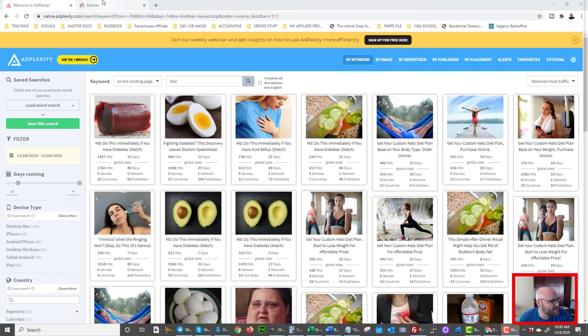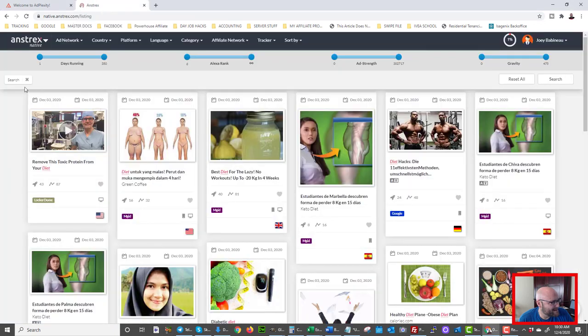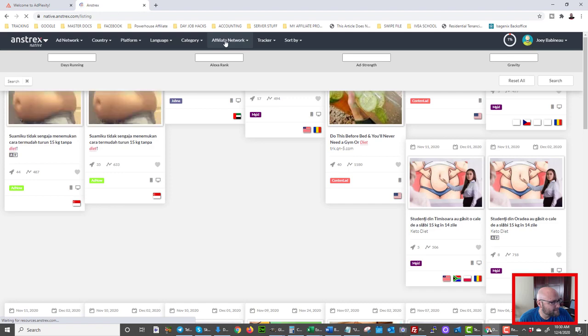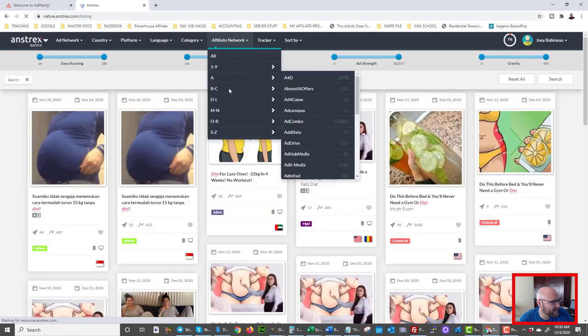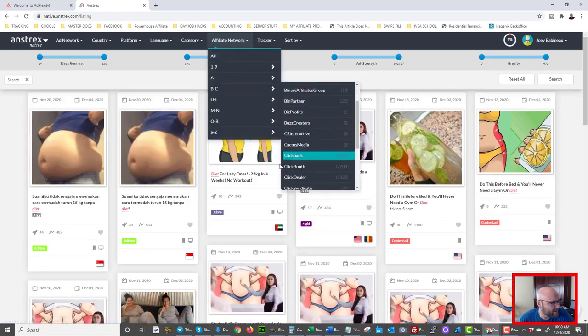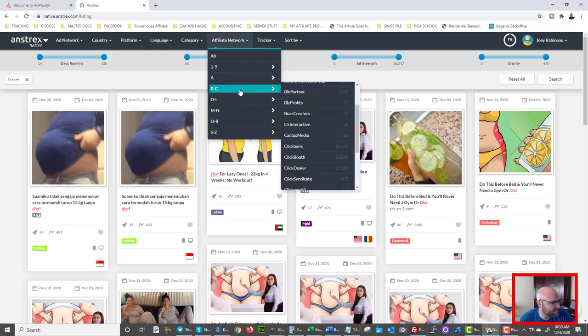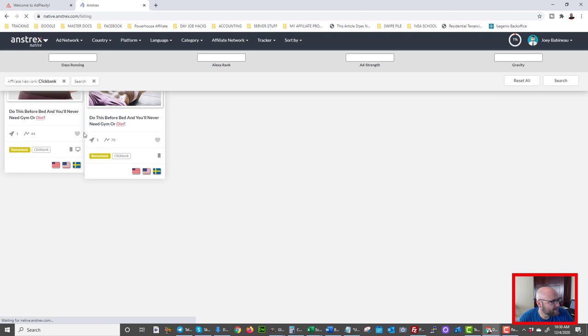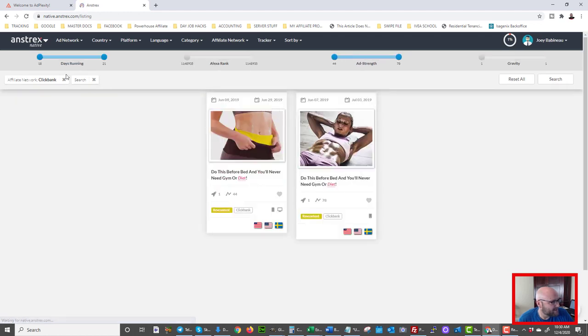So next on Anstrex, if I was to search diet, like I said, it kind of resets all the filters. I don't like that. So now I have to reset all my filters. I have to choose the affiliate network again. And it's kind of a pain in the butt, but what can you do, I guess? You're still getting the same information pretty much. You're getting a little more information here, but again, I have to do all of this.